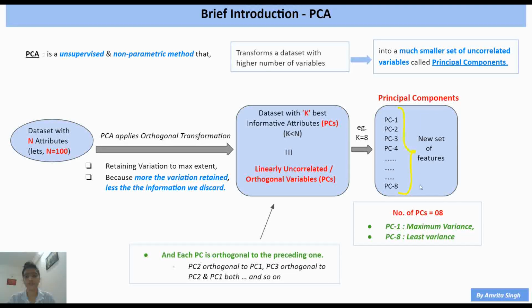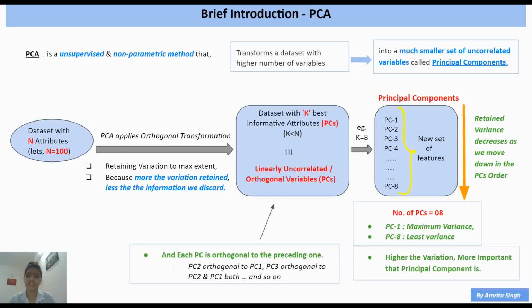8 principal components. The important point here is that the first principal component captures the maximum variance from the data. So it is highly significant, because the retained variance decreases as we move down the order of principal components. That is why the last component, the eighth component, will capture the least variance of the data. So it will be the least important feature or component.